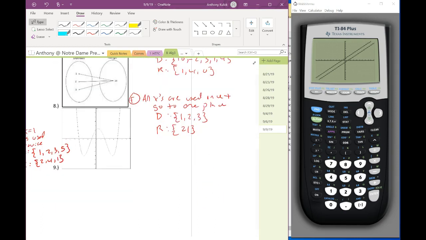Last one, let's look at 9. Is 9 a function? Yes? What would we say is our reason? Yeah, it passes the vertical line test, and again, drawing a couple of vertical lines just to show me that you checked. And I'd call that good enough.